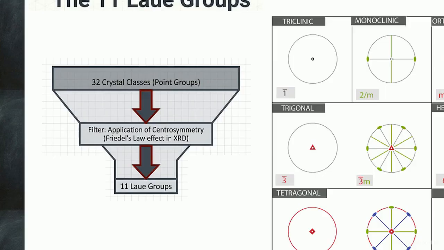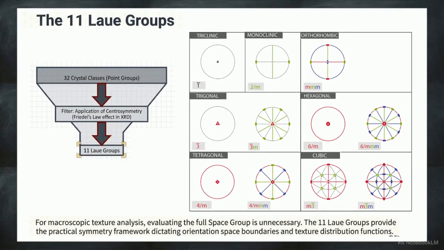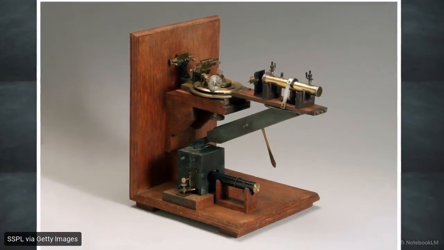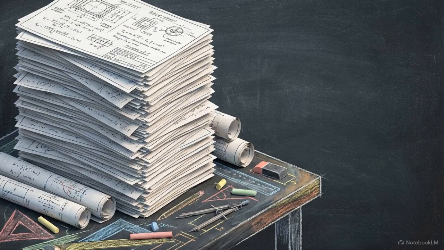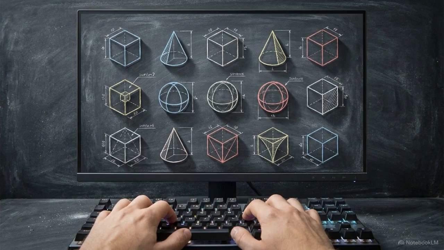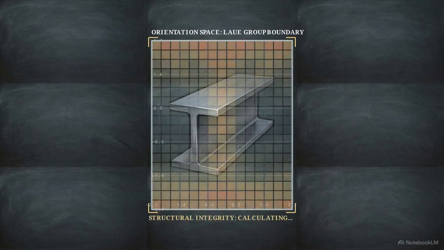This flowchart visualizes the resulting data bottleneck. The machine forces the 32 crystal classes through the filter of Friedel's law, collapsing them down to what can be uniquely observed. What survive are the 11 Laue groups, shown as distinct geometric projections. Because of this hardware limitation, attempting to evaluate a bulk material against the full universe of the 230 space groups is unnecessary for macroscopic texture analysis. Instead, engineers adapt. They utilize these 11 observable Laue groups as their active operating system, using them to define the practical orientation space boundaries required to calculate structural integrity.